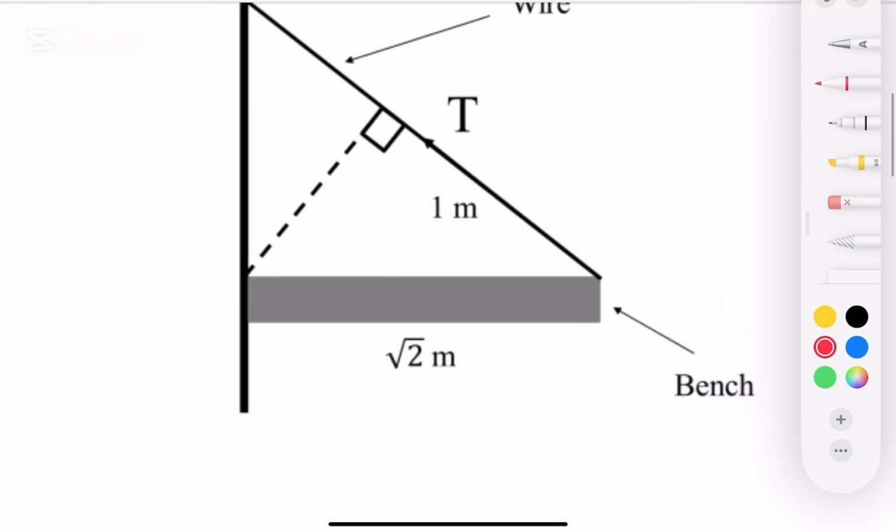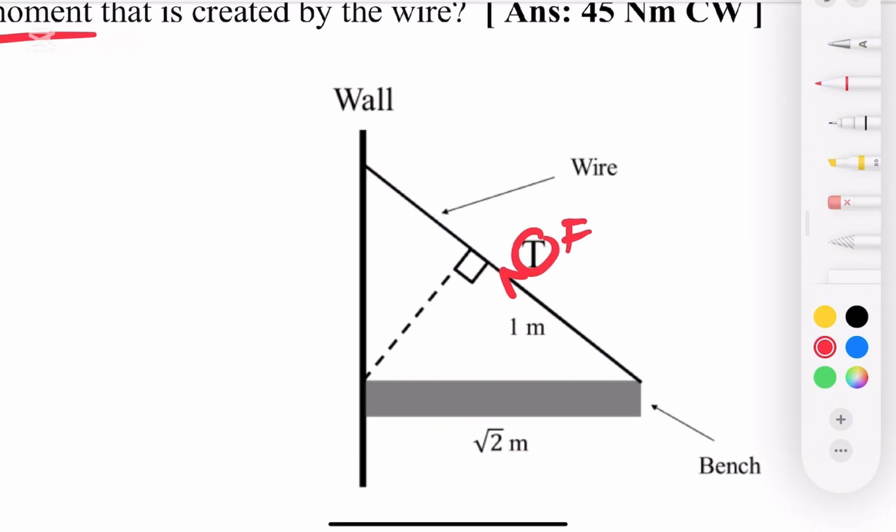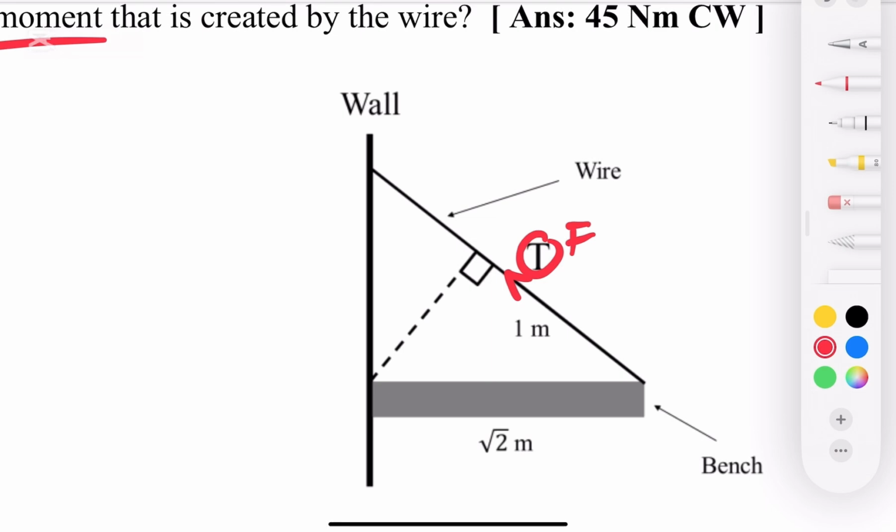So in this case, let's look at the wire itself. It has to support the weight of the bench, and the force in the wire over here is the tension. So here we have identified the force to be the tension. Now the next thing we need to identify, before that, where is the pivot? That is the first thing we should identify.